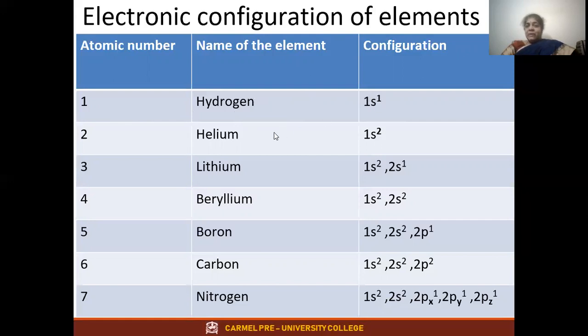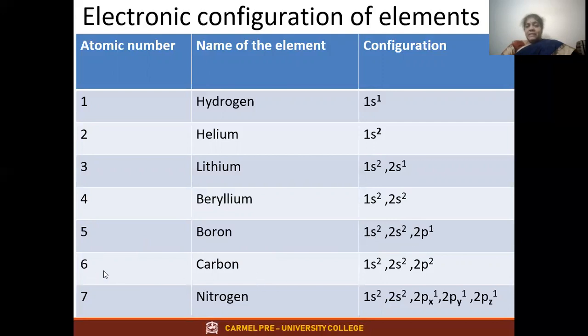1s superscript 1. Take helium, atomic number 2, 1s2. Lithium, atomic number is 3, 1s2, 2s1. Beryllium, atomic number 4, 1s2, 2s2. Next, boron, atomic number 5, 1s2, 2s2 is over. Capacity of the s orbital is 2. Until the orbital is completely filled, the electron will not go to the next orbital. So 2s is filled. We are going to the next one, 2p1. That will be the fifth electron.